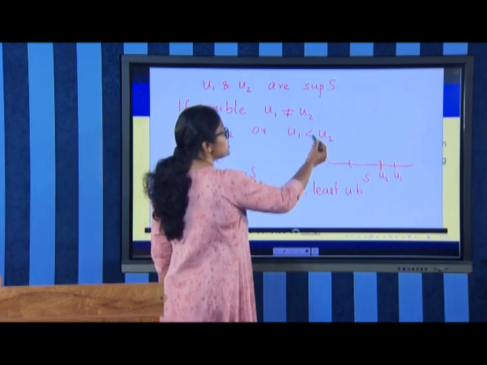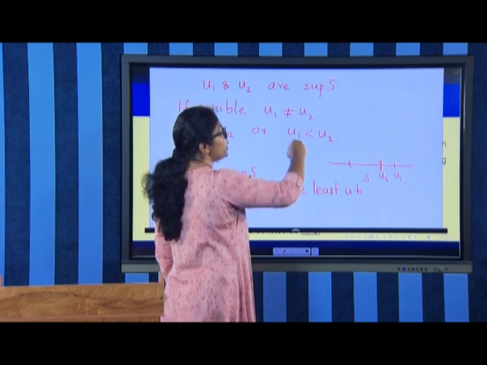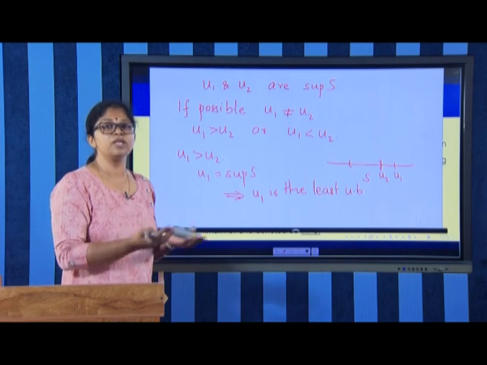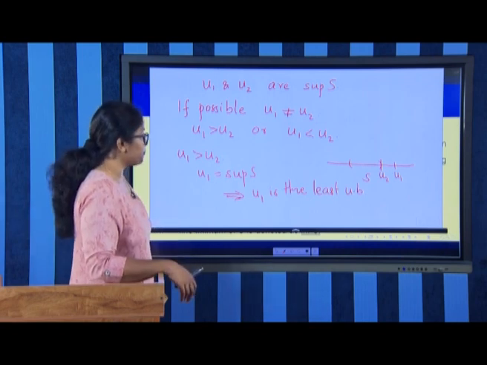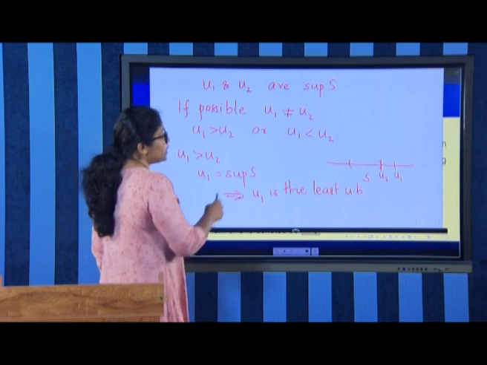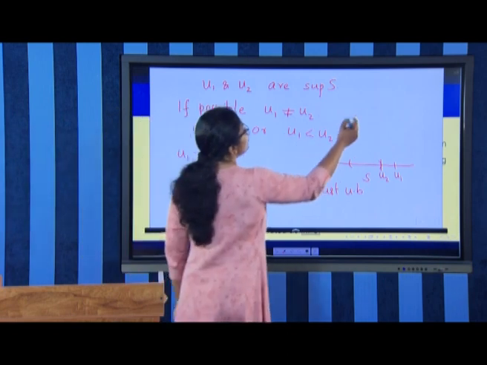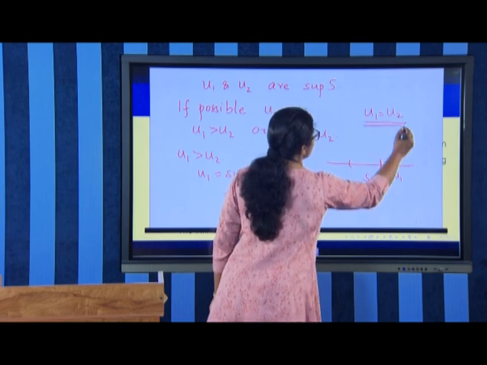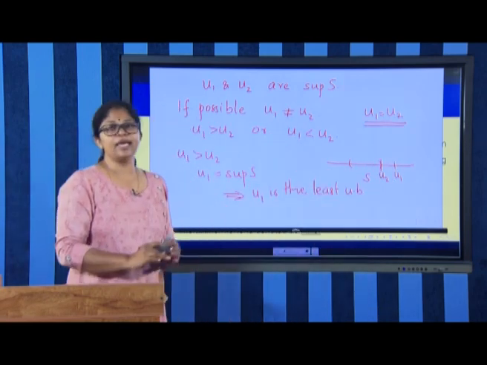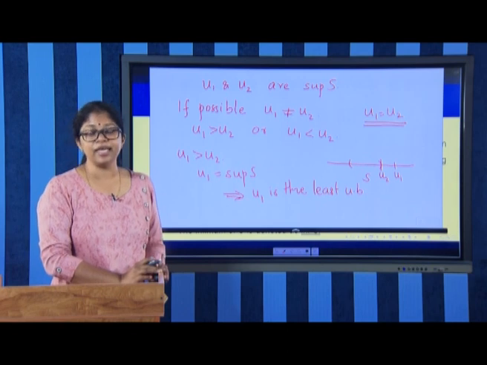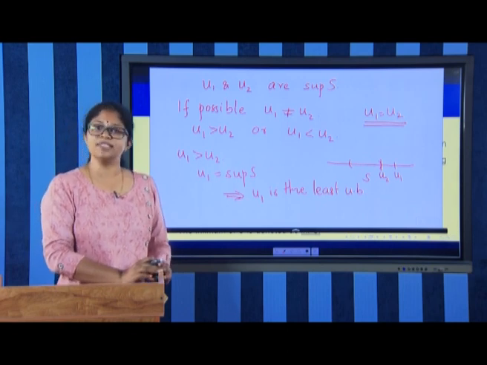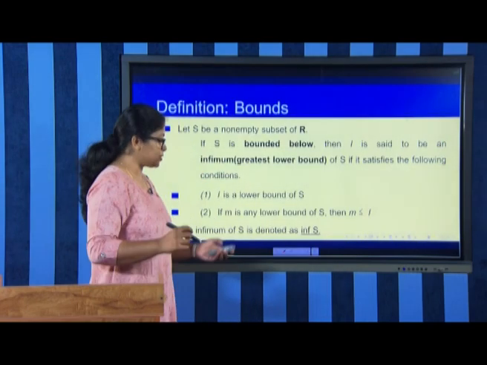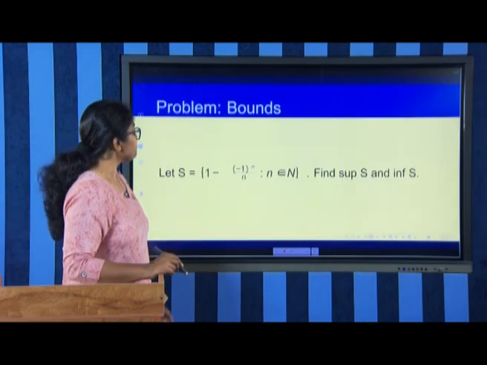Similarly, you have the same contradiction happening when U1 is less than U2 because by assumption U1 and U2 are both supremums of the set S. So, it cannot happen. That is why we must have U1 equal to U2 itself. So, the supremum, if it exists, is unique. Similarly, the infimum of a set is unique. So, that is the result.